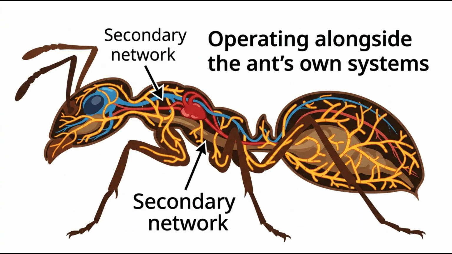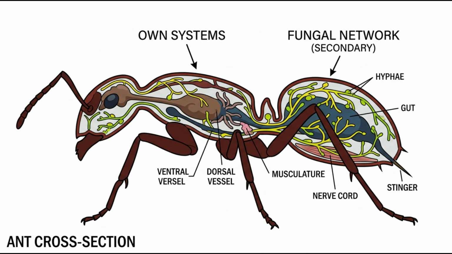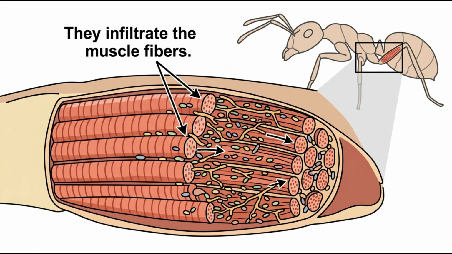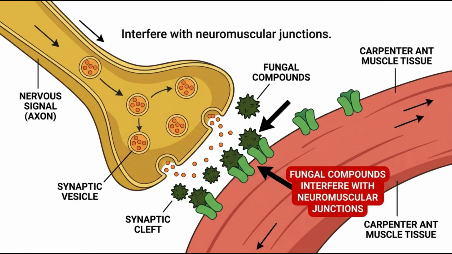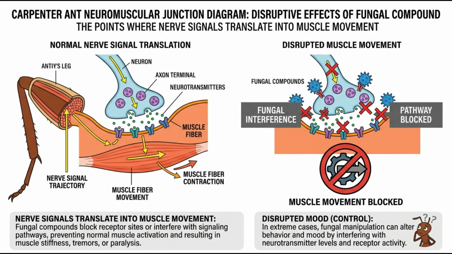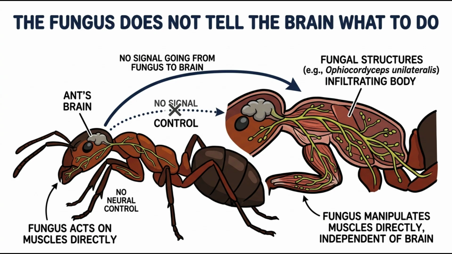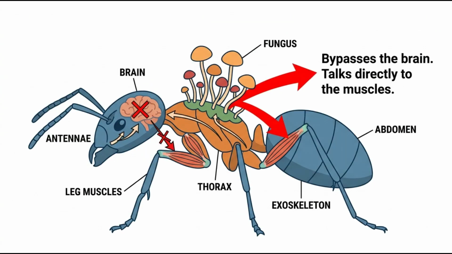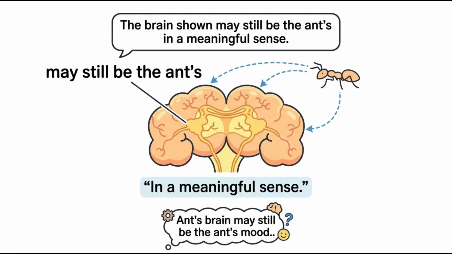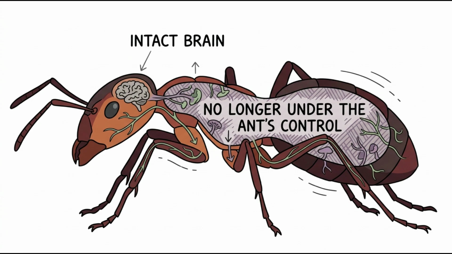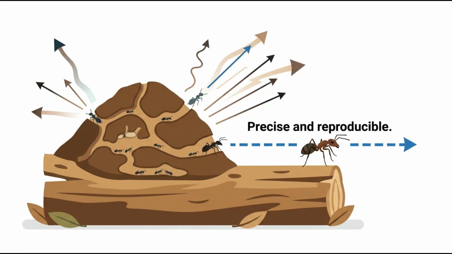The fungal cells form a network throughout the ant's body, a secondary network operating alongside the ant's own systems. They infiltrate the muscle fibers. They produce compounds that interfere with the ant's neuromuscular junctions, the points where nerve signals translate into muscle movement. The fungus does not tell the brain what to do. It bypasses the brain. It talks directly to the muscles. The ant's brain, in a meaningful sense, may still be the ant's, but its body is no longer under the ant's control. The behavior that follows is precise and reproducible.